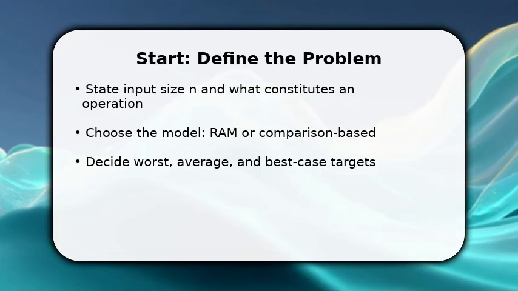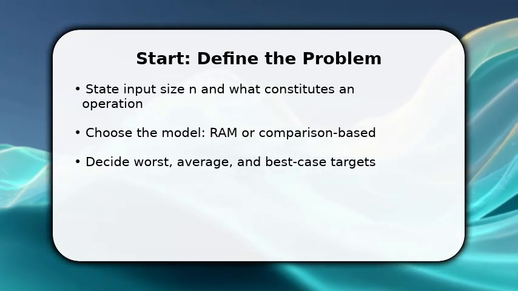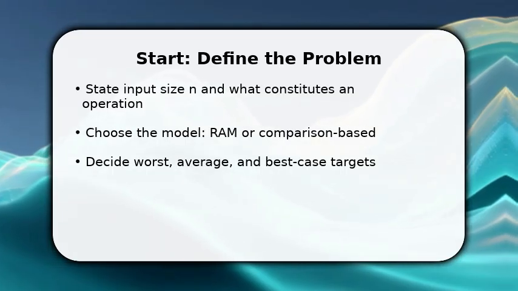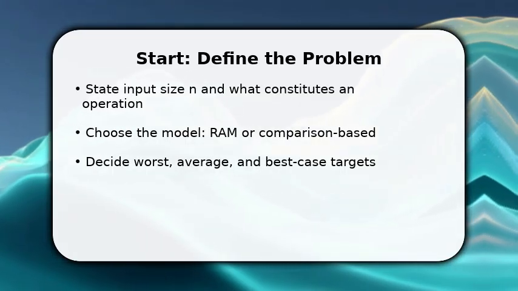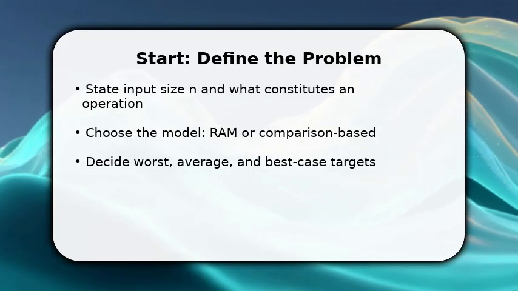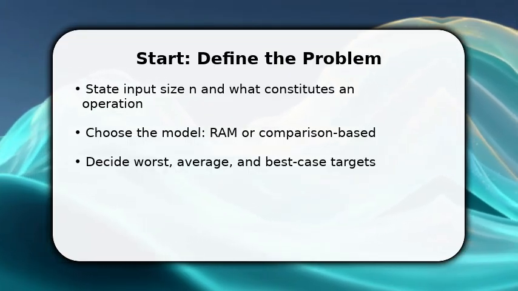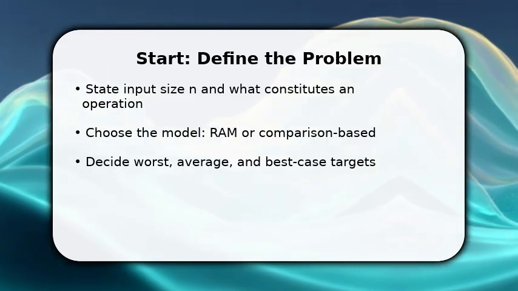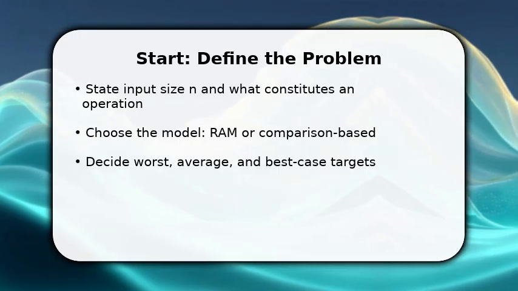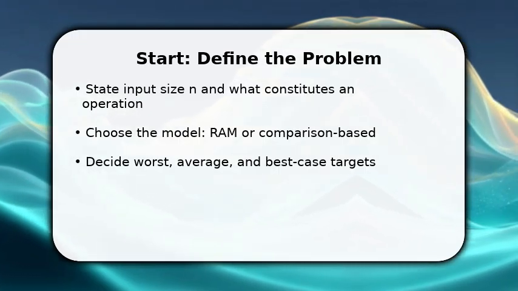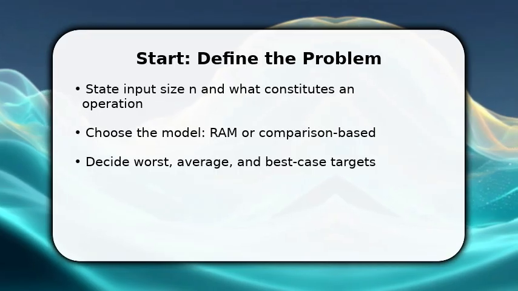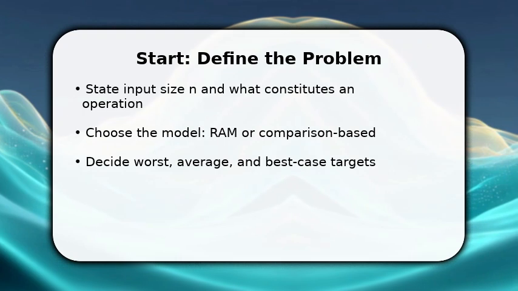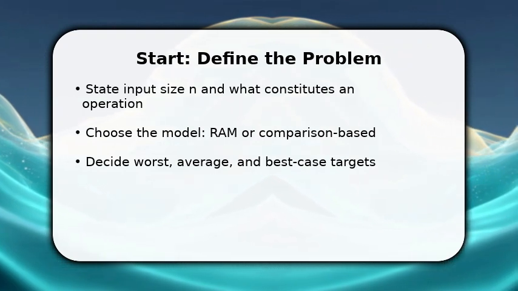You begin by naming the input and the unit of work you will count. This anchors every step. Once done, pick the computation model, RAM for uniform cost operations or comparison-based when comparisons dominate. Make sure to decide whether you analyze worst case, average case, or best case up front because your counting strategy changes. Then outline the main loops and recursive calls you see. This first pass gives you the concrete structure you will translate into a recurrence or loop cost next.